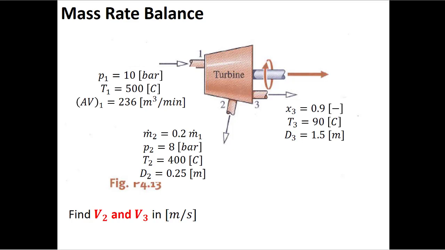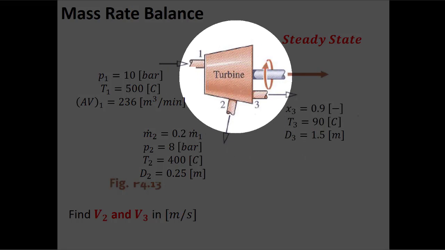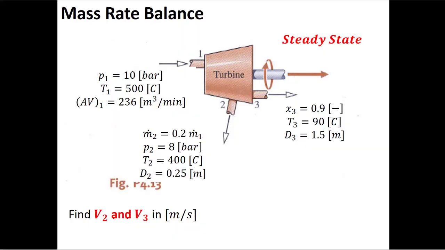And we're going to do this by conserving mass in our system. We're also told that the problem here is at steady state. And if my problem is at steady state, that means that in my system, which will be the turbine, we're not storing or losing any mass. So the amount of mass that's inside the system stays constant in time.